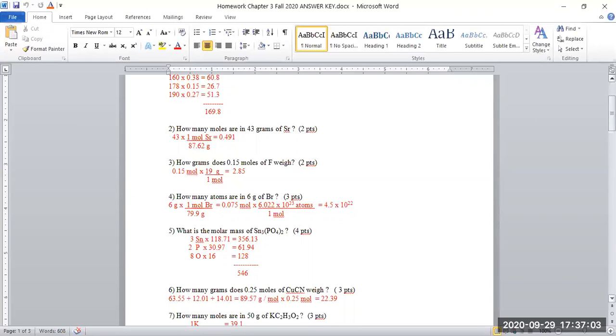I loathe TIs. They're counterintuitive because all of the useful functions are second and third functions instead of first functions. So I have lots of gripes with TI calculators.